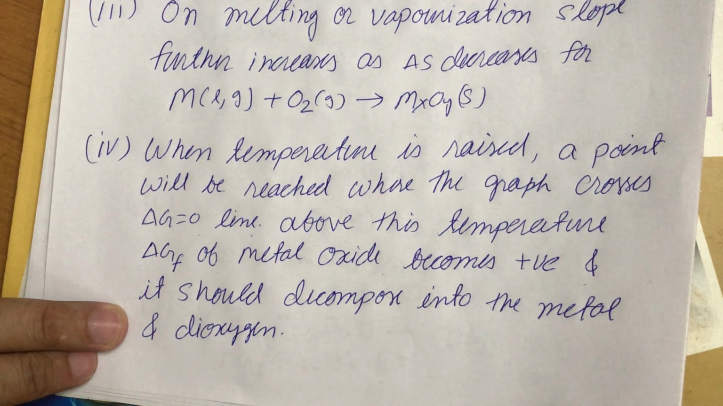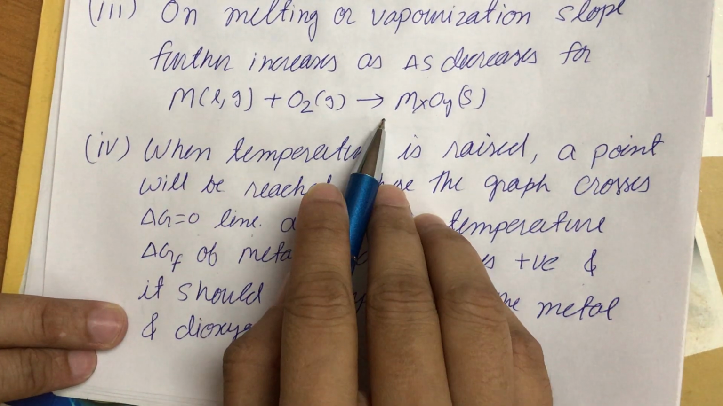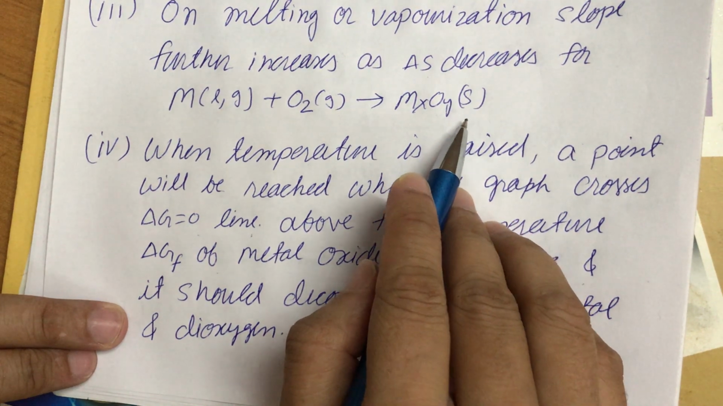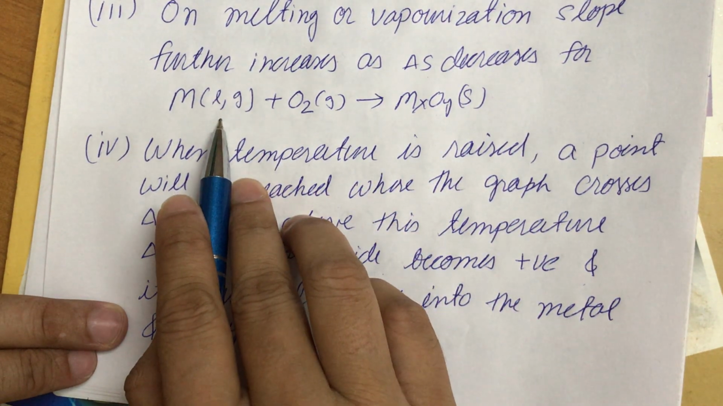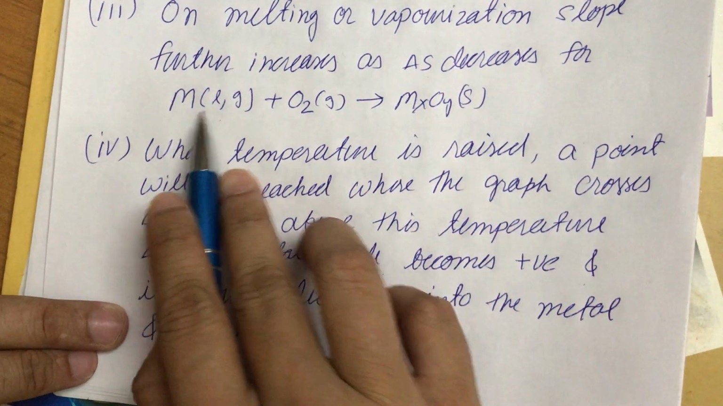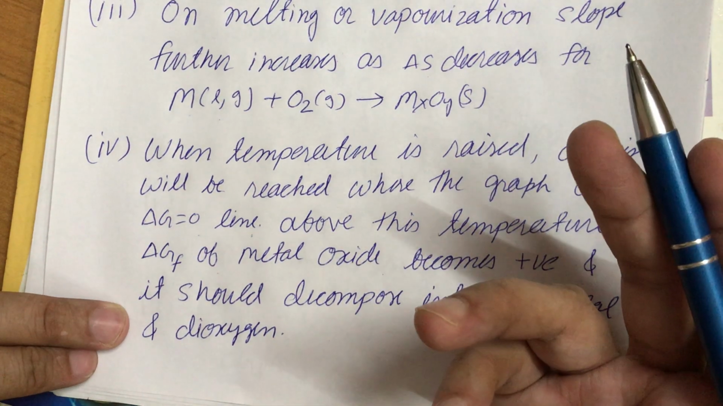Whenever free energy of formation is negative, the formation is feasible, possible, spontaneous. Whenever delta G is positive, it is non-spontaneous. So that means the opposite reaction will take place. If this reaction is non-spontaneous, delta G is positive. So for the backward reaction, delta G will be negative and the metal oxide will dissociate into metal and oxygen on its own without the help of any reducing agent.